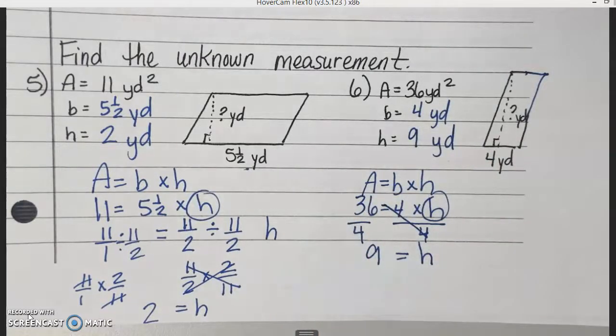Does anybody have any questions? Okay, you're going to go ahead and do 7 through 12. Then bring it to me and let me check it.